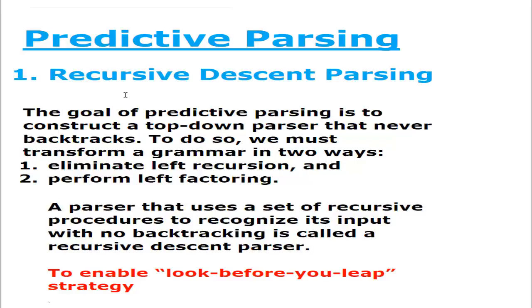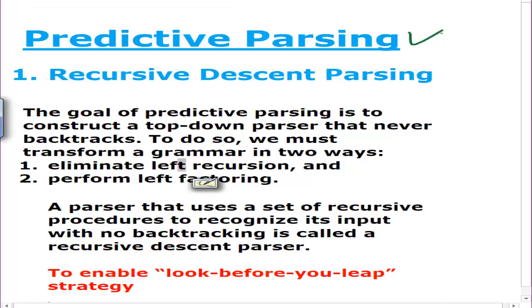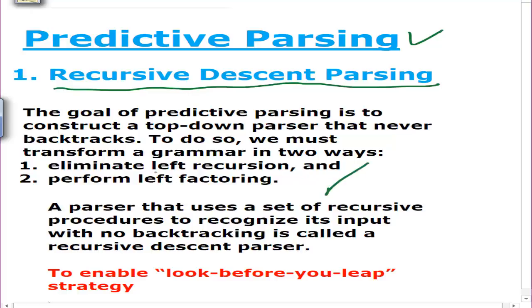Dear students, we have read about a lot of things we did, and now it is time to go for predictive parsing. The predictive parsing we can do in many ways, and one of the first ways, which is very simple, is the recursive descent parsing. We know predictive parsing constructs from top to down, and it never backtracks. We first have to modify our grammar: eliminate left recursion and perform left factoring. We have done both of these, so now we are able to do predictive parsing.